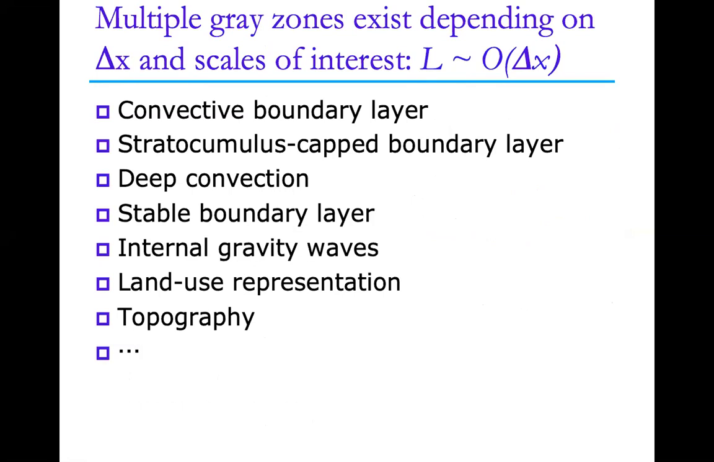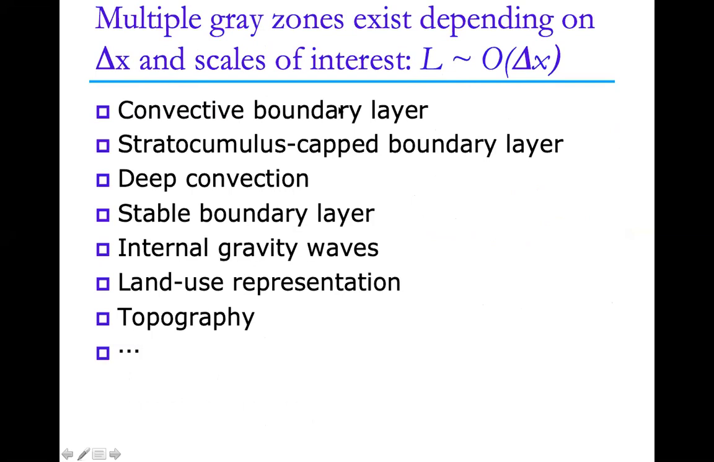So one key takeaway that I hope you come away with is that there are multiple gray zones that exist depending on what you're looking at, depending on what your resolution is and what your scale of interest is. And the gray zone is roughly defined by when your length scale of interest is approximately the same as your grid resolution. So that grid resolution is going to be different depending on what flow feature you're looking at.